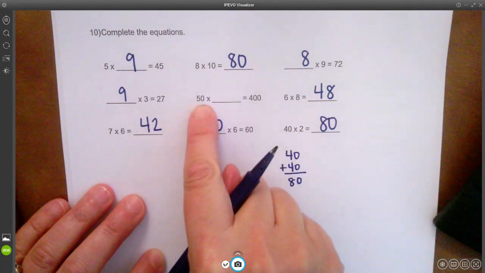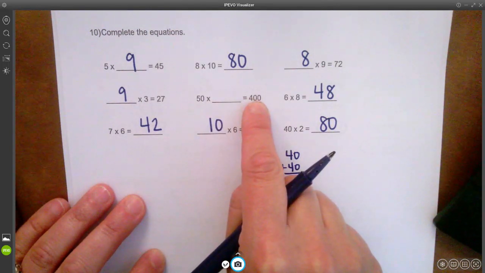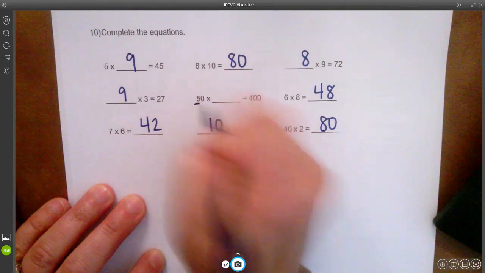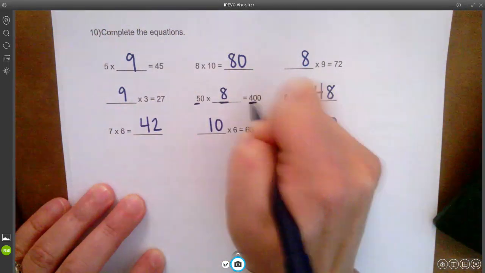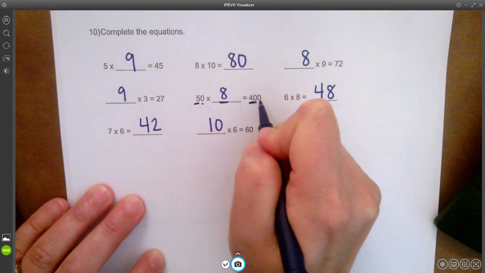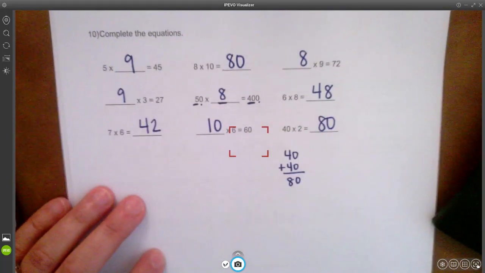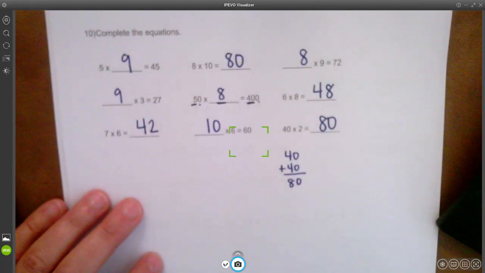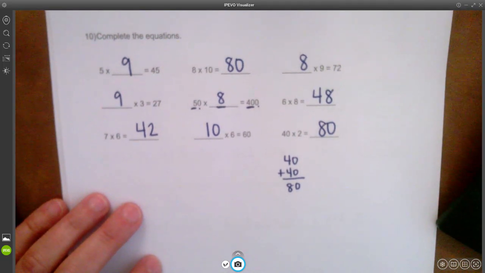How many 50s are in 400? I've also seen kids say, well, 5 times 8 is 40. And then I can see that there's an extra 0 here and an extra 0 here. Okay. You also could think, how many 50s does it take to equal 400? Well, 2 50s is 100. And then you can kind of get up to 400 that way. But the answer is 8.